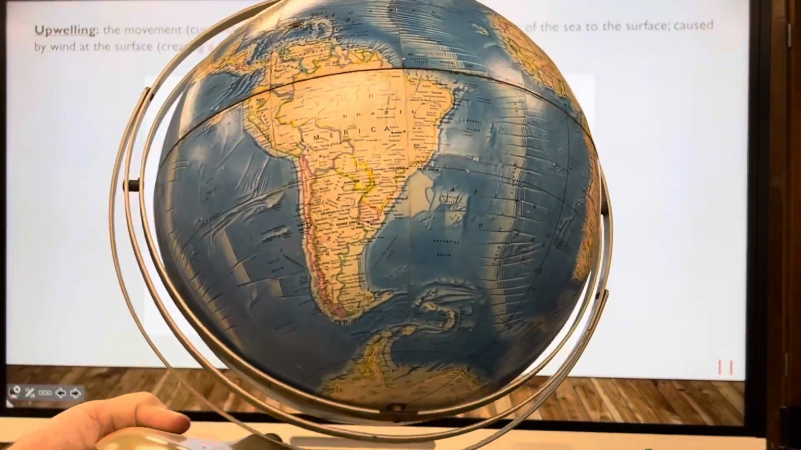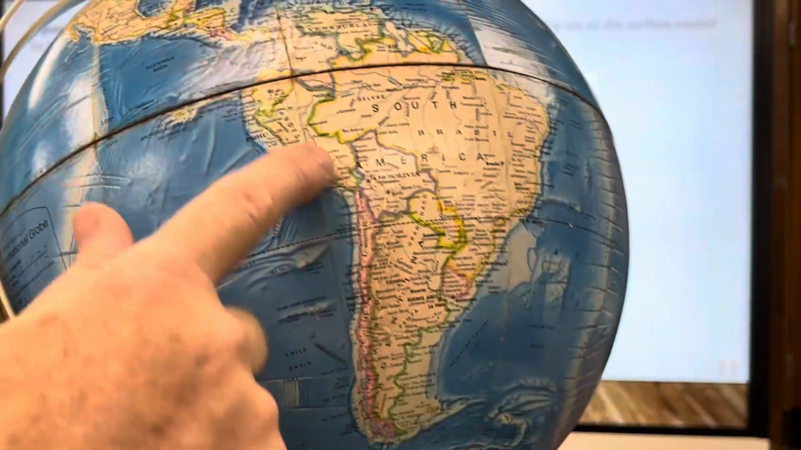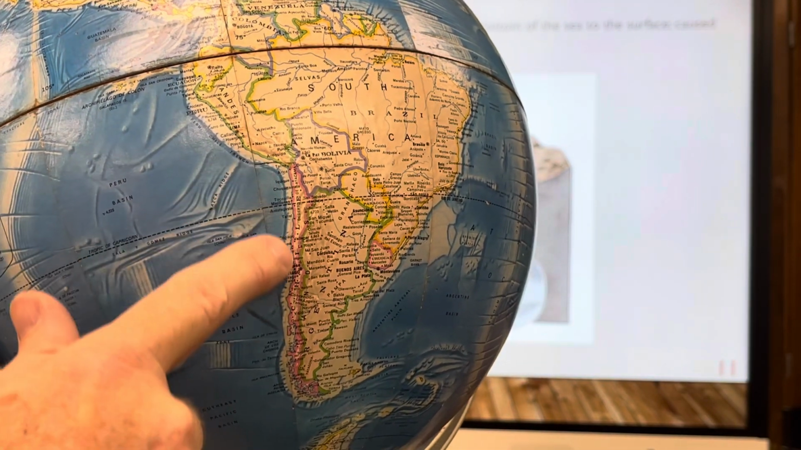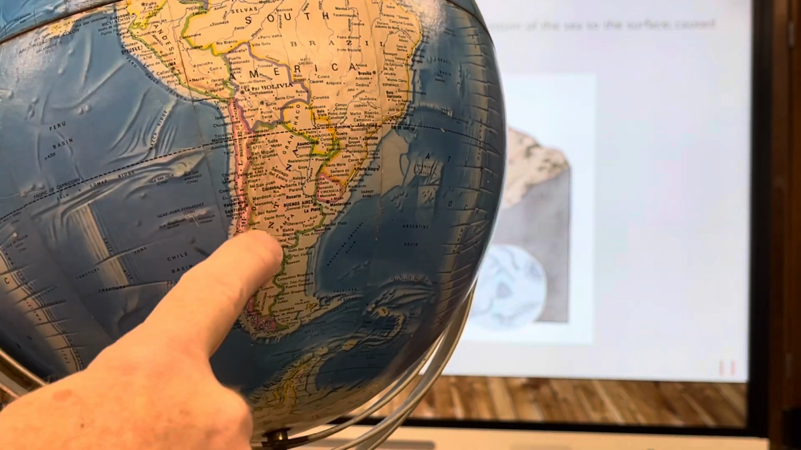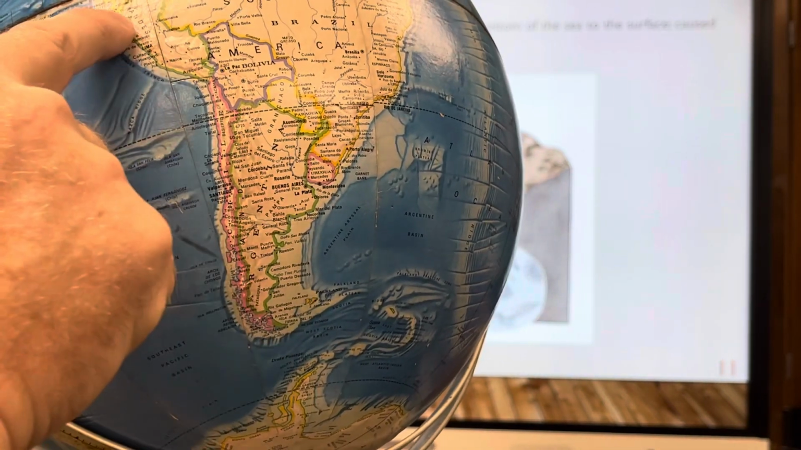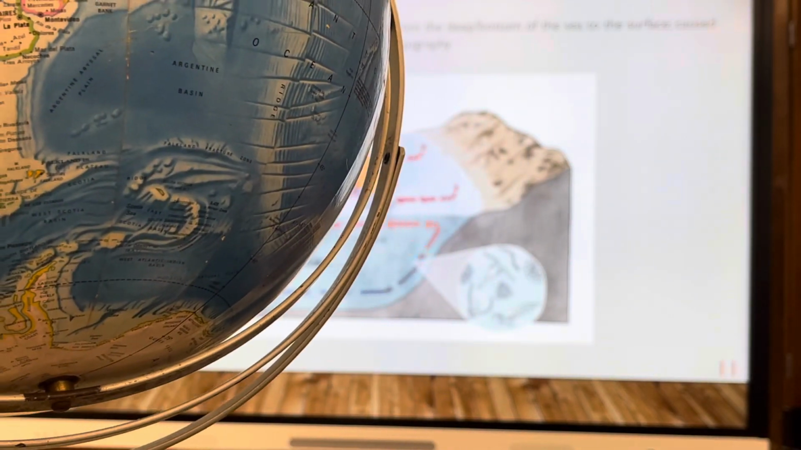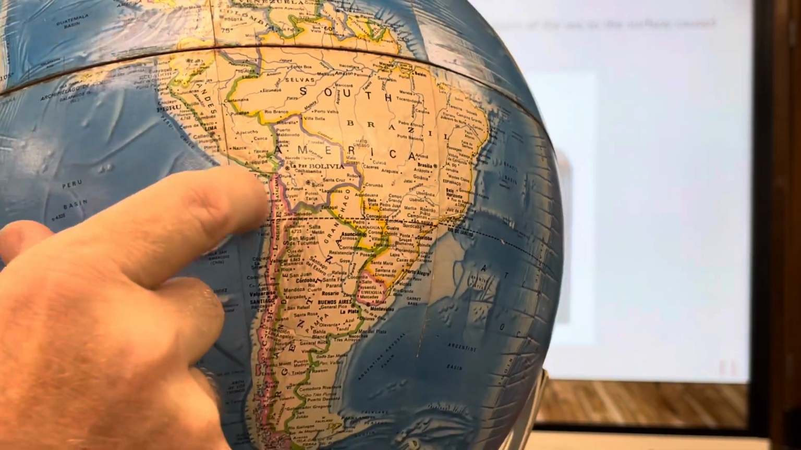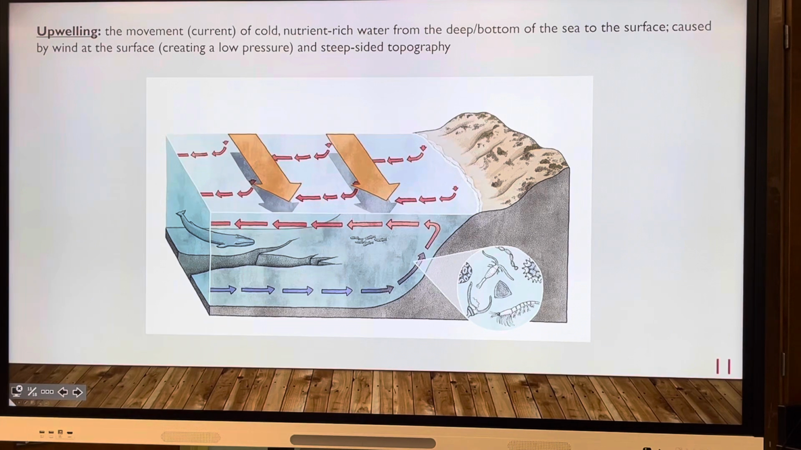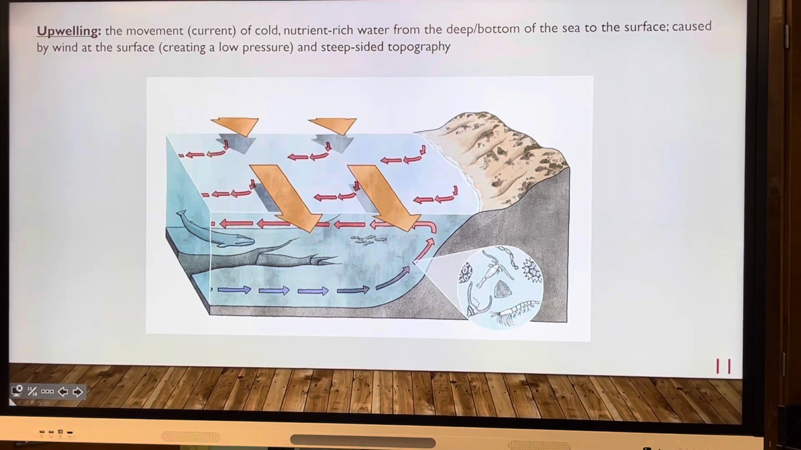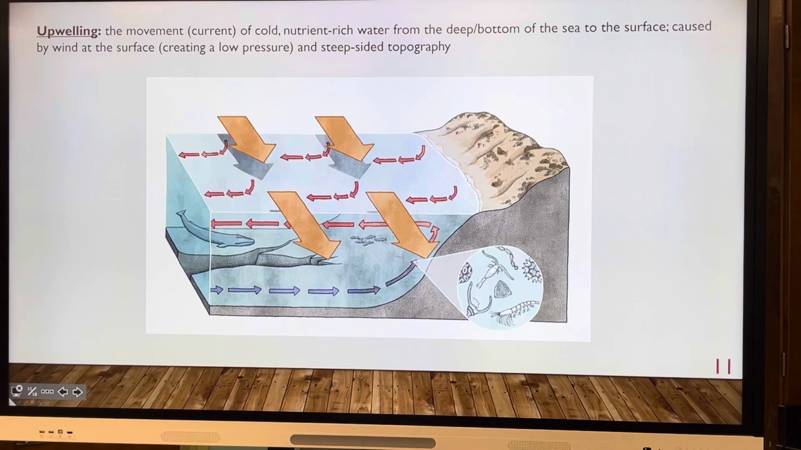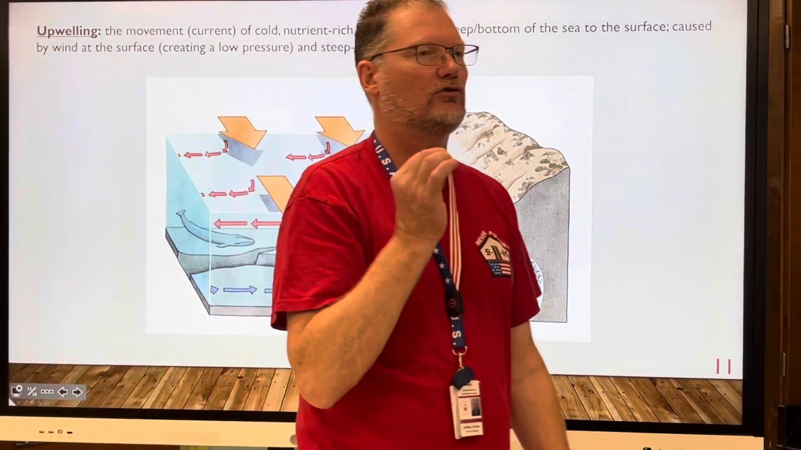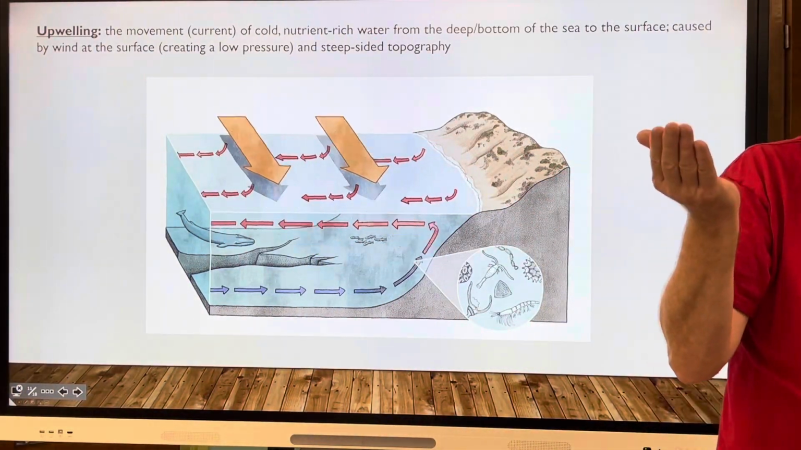So here's South America, okay? And right along here, you're going to get this, because they have mountains, right? The Andes Mountains, that run all the way down here from Bolivia and, what country is that? Peru, sorry. Peru and Bolivia, they run all the way down the coast. And so this steep-sided topography is going to cause the winds to be greater there, which essentially cause low pressure. And when you cause low pressure, it sucks water up. It's like a straw. You suck on a straw, you're creating low pressure at one end, which pulls water from the bottom of the glass up.